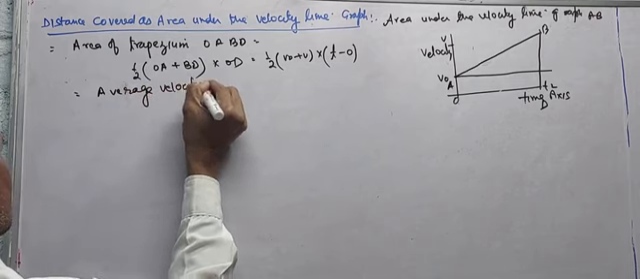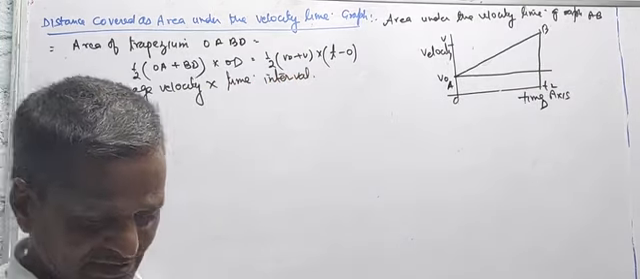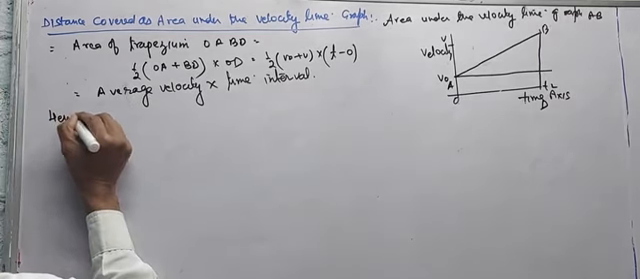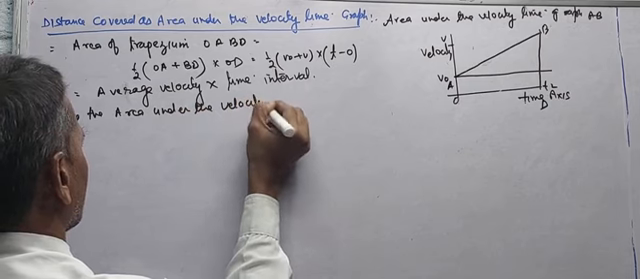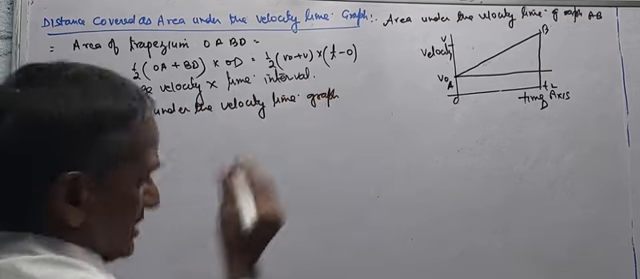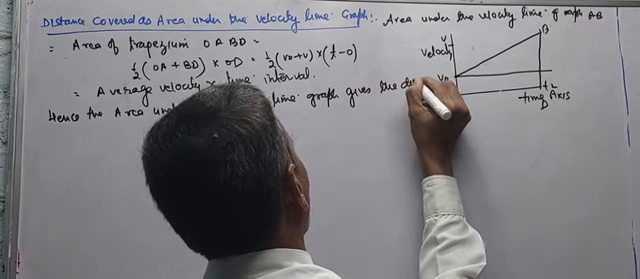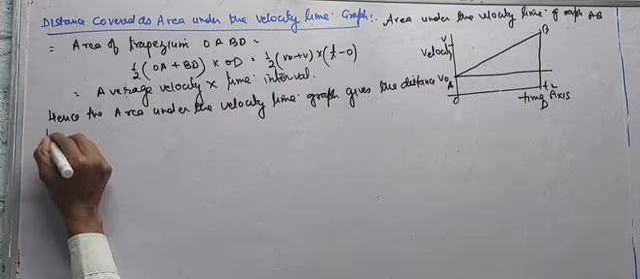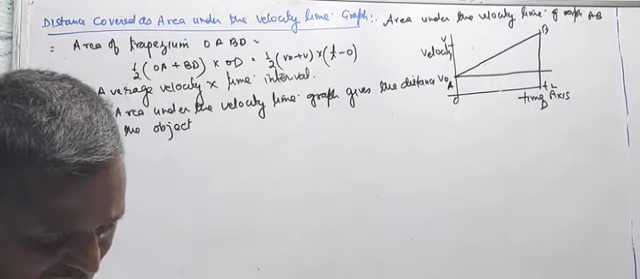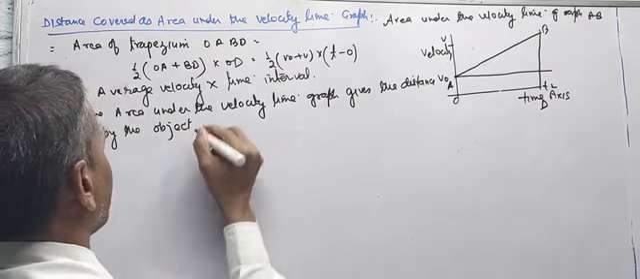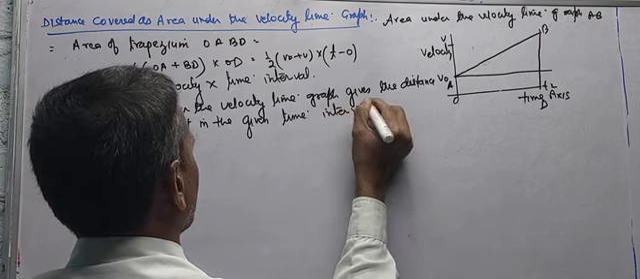Average velocity into time interval. Hence the area under the velocity time graph gives the distance traveled by the object in the given time interval.